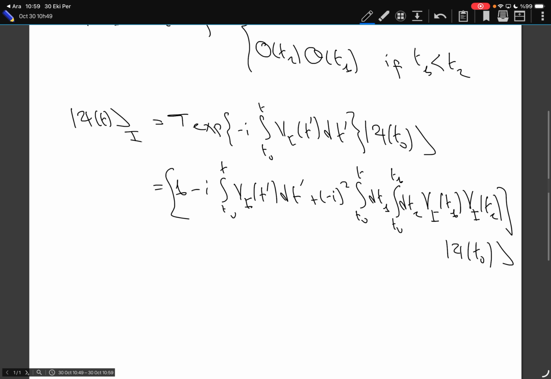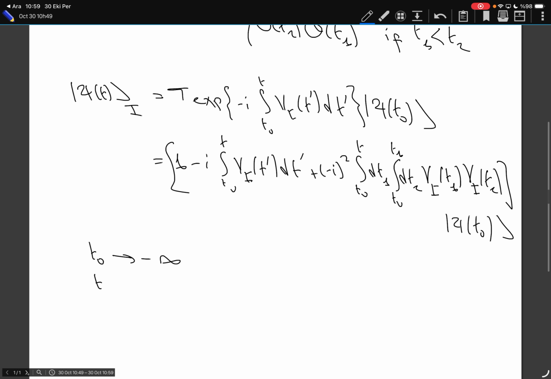When I said in our last lecture that we didn't really achieve much, we just found a short way of writing this infinite sum. This is what I meant. If you want to make some computation with this time-ordered exponential, we have to expand it anyway. But now let's go back to our problem. What I'm interested in, I will be sending t0 up to minus infinity. There's no problem with that. I will keep t as t.